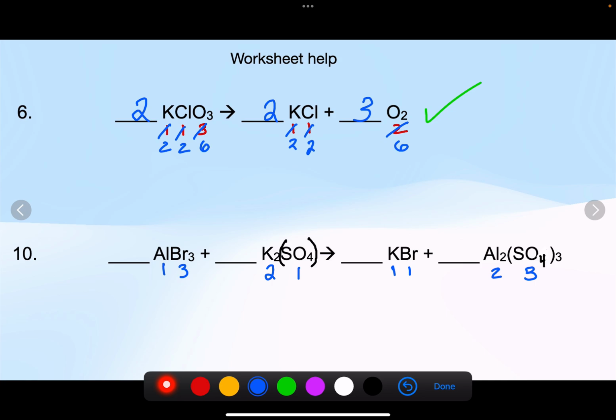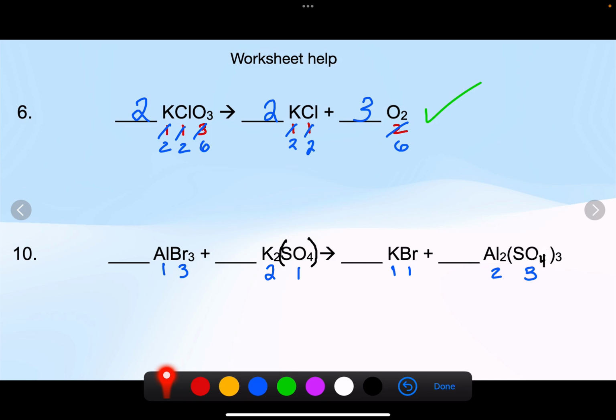So you see bromine is a 3 and a 1. You see the SO4s is a 3 and a 1. Potassium's a 2 and a 1. And aluminum's a 2 and a 1. So it doesn't really matter where you start. Choose a spot. And sometimes you may have to go back and erase things. So I do recommend doing this in pencil.